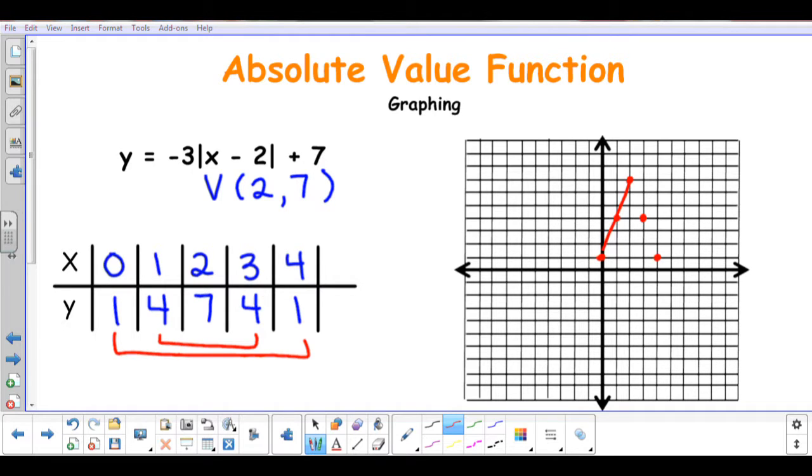Make sure to extend the sides of the V downward off the graph. And now you have graphed your absolute value function using the calculator.